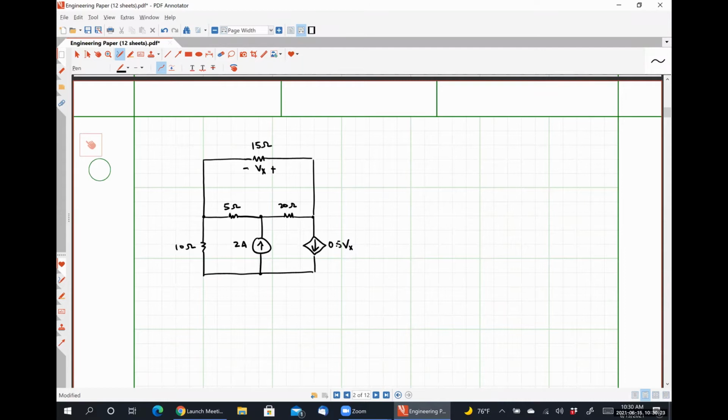So our first step is going to be, as before, identify our nodes. This will be one node. This will be a node. This will be a node.